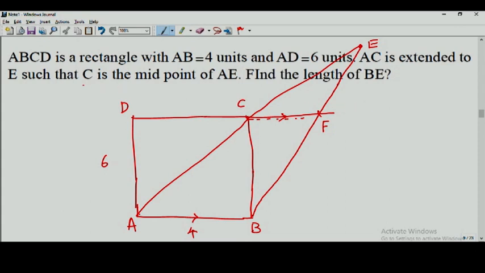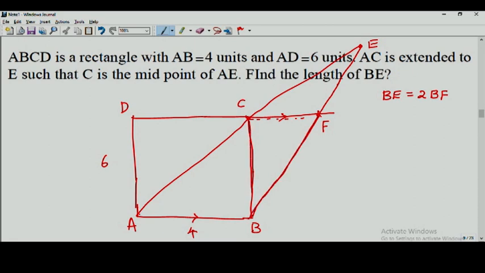One more point is given, C is the midpoint. As C is the midpoint, from the midpoint theorem, considering triangle AEB, if CF is parallel to AB, then AC to CE and EF to FB will be in the same ratio. So as C is the midpoint, F is also the midpoint. So if F is the midpoint, BE will be 2 times BF. So even if we can find BF, we can get the solution.